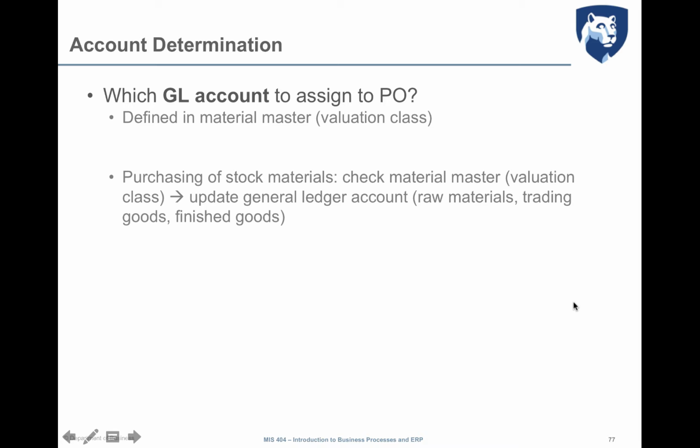The second topic we want to deal with is account determination. Businesses typically use the procurement process to purchase materials.